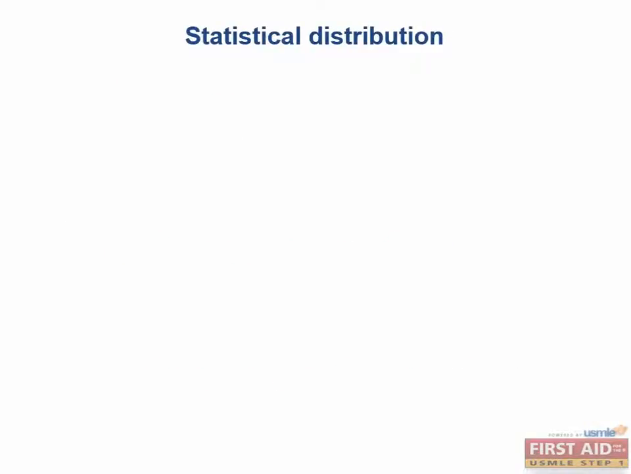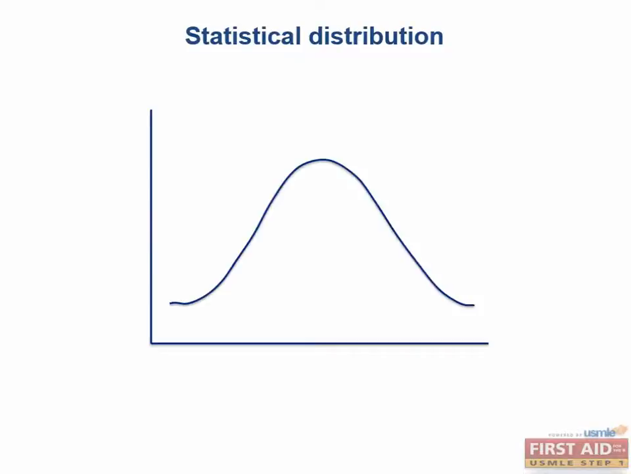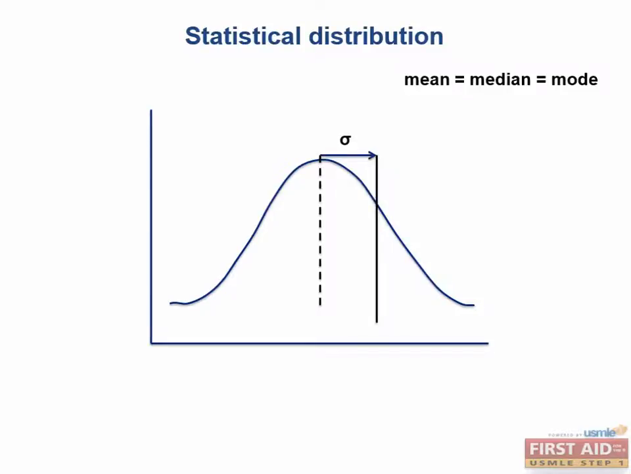Now we will discuss various terms that are used to describe statistical distributions. The normal, or Gaussian statistical distribution, is bell-shaped, and the mean, median, and mode are all equal. The standard deviation, denoted by a lowercase Greek letter sigma, describes the spread of the data about the mean. How would the standard deviation be affected in a very precise test?